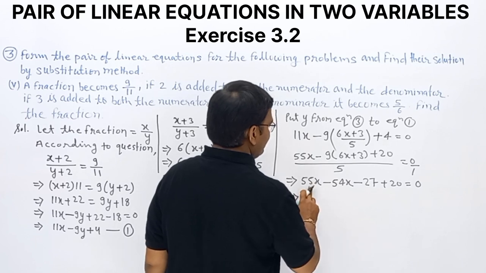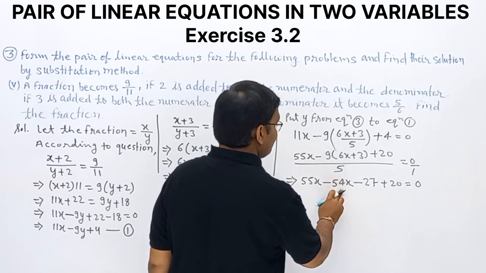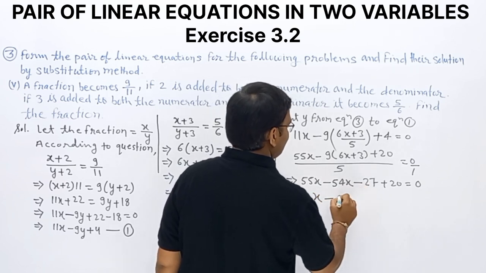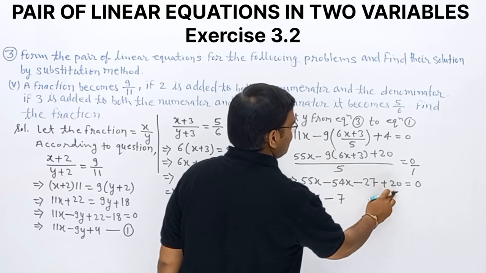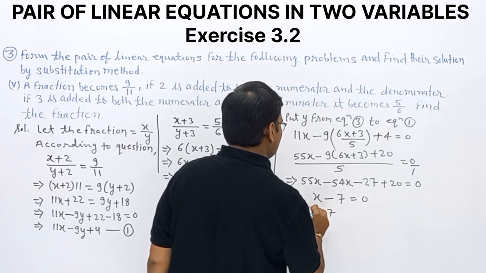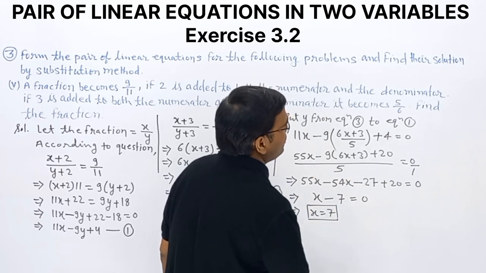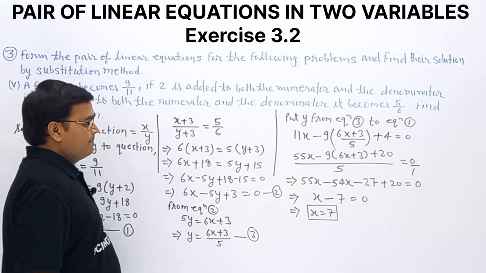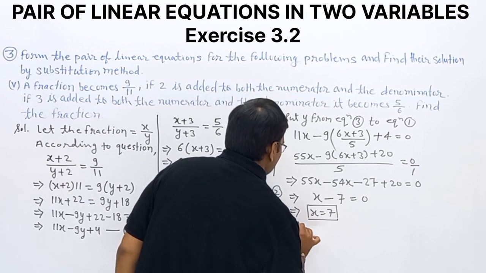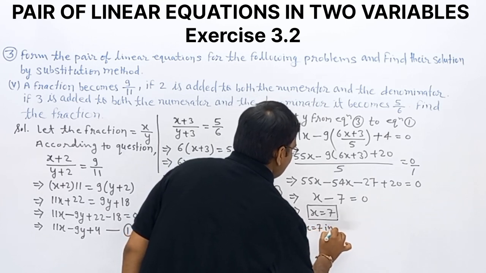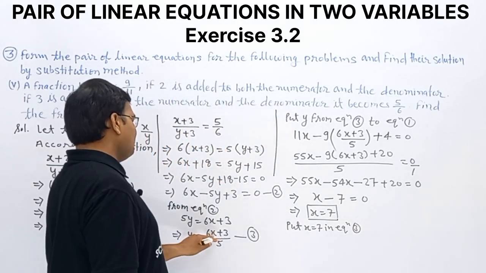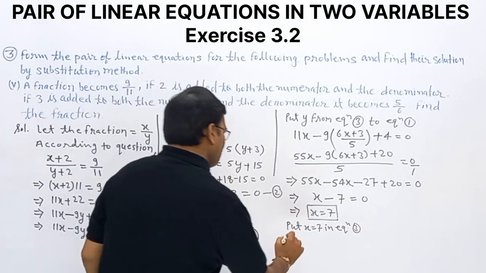Solve this one. 55x minus 54x, remaining is only x, minus 7: minus 27 plus 20, remaining is minus 7, equal to 0. So what about the value of x? x equal to 7 we are getting. What value are we getting? x equal to 7. Put x equal to 7 in equation number 3. Then what are we getting? Once we put 7 at the place of x, then what are we getting?